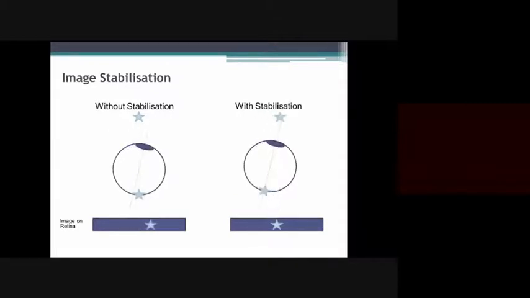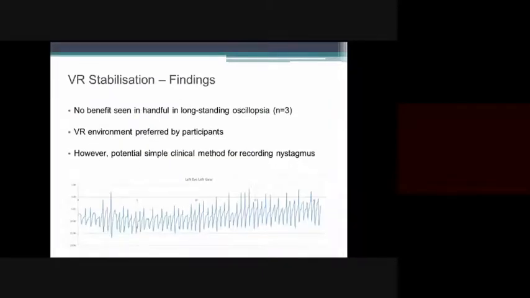So without stabilization, we have an object, which is the star, and as the eyes wobble, the object will move on the surface of the retina. So then that's not stable, it's being blurred on the retina. So our stabilization was just to track the eye movement and then move the display on the screen to match that eye movement. So then the image on the retina should be stable and it should be clearer. So that was our theory, that's what we tried.